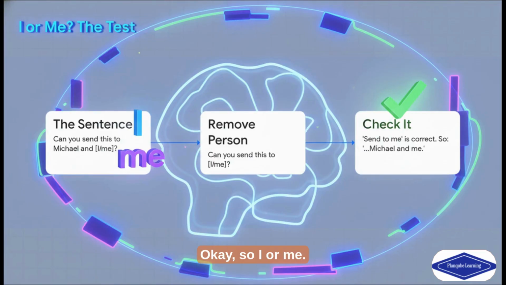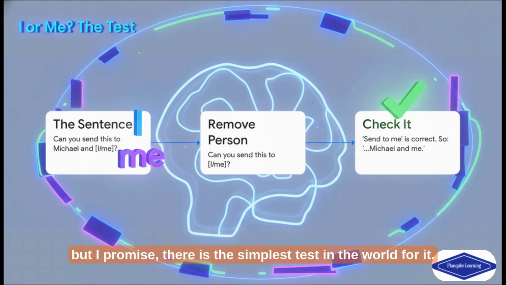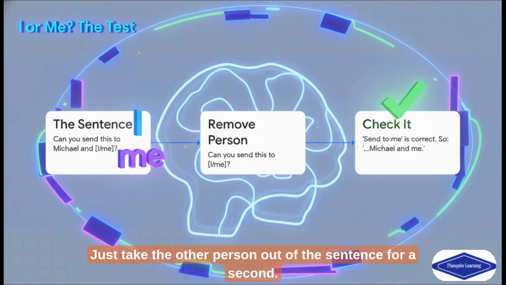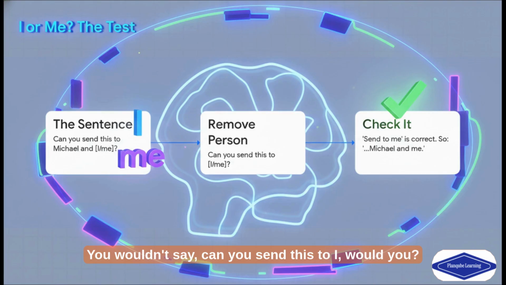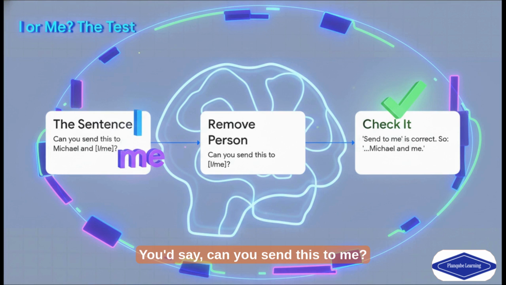Okay, so I or me. This one sounds really complicated, but I promise there is the simplest test in the world for it. Just take the other person out of the sentence for a second. You wouldn't say, "Can you send this to I," would you? No, that sounds weird. You'd say, "Can you send this to me?" So there's your answer. The correct sentence is, "Can you send this to Michael and me?" That little trick works every time.